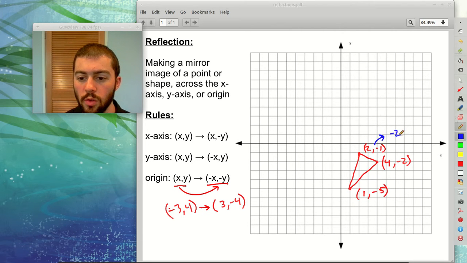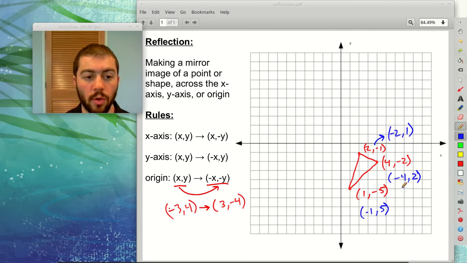So then we would have -2, 1. Again, the 2 was positive, so we make it negative. The 1 was negative, so we make it positive. We could apply the same rule here, -4, 2, and we could apply the same rule here, -1, 5. So we're negating both of the coordinates, or both the x and the y coordinate in this case, for all those points. So when we go to draw our reflected shape, we can just take the points that we plotted here, -2, 1, -4, 2, and -1, 5. We could connect our points to make our triangle.